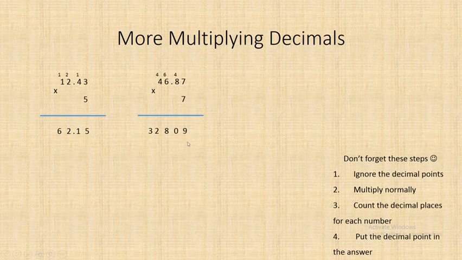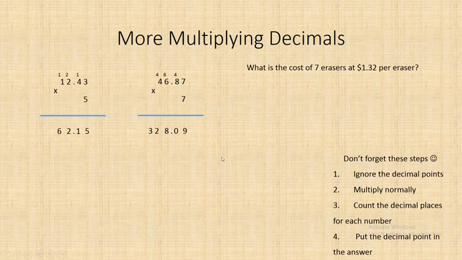And I didn't finish yet. I have to put the decimal point in the answer. So let's count. Here it's 1, 2, 2 spaces, and here nothing. So at the end, I will move only 2 spaces. So 1, 2. I will put the decimal point here.